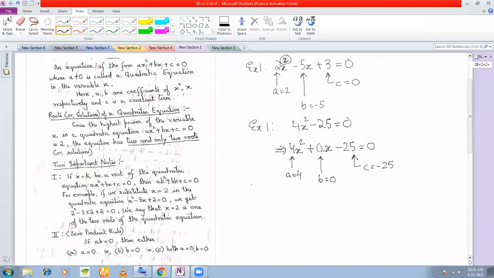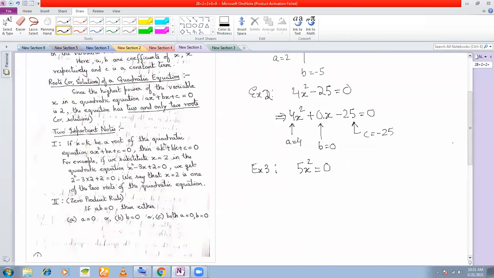Okay, let us consider another example. Example 3. Let us consider this equation 5x squared is equal to 0. Is this a quadratic equation? Yes, it is a quadratic equation because this can be written as 5x squared plus 0 into x plus 0 equal to 0. So if you see here, a here is 5, b here is 0, and c here is 0, right? So these are the various forms of quadratic equation.